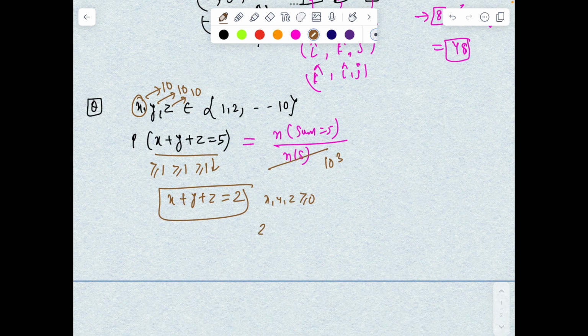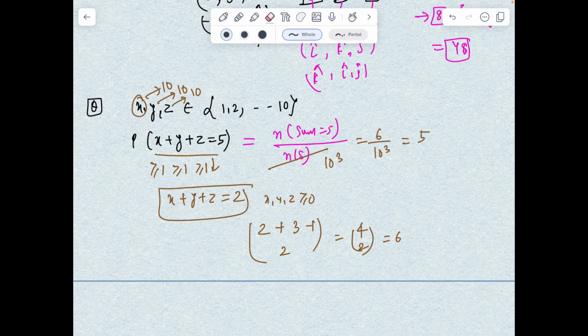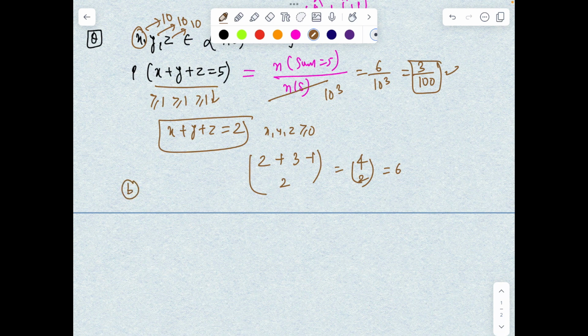And from the stars and bars technique, or even by counting the solutions, this is (2 plus 3 minus 1) choose (3 minus 1). So actually it's 4 C 2, which is 6, right? So the answer is 6 by 10 cubed, which goes to 3 by 10 squared, so just 300. So this was an easier question, and of course, we can give many questions like this.